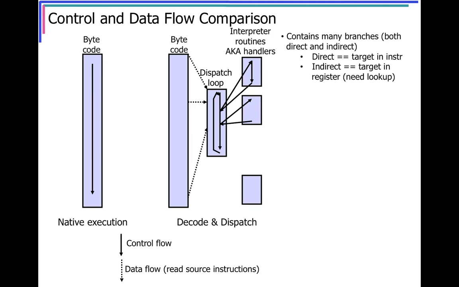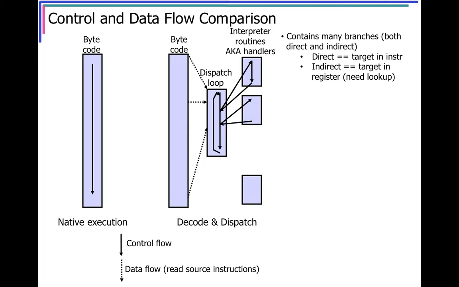Direct branches are where we can encode the target of the branch in the instruction itself. Now, we still don't know if we're going to take that branch, but we know where we're going to jump once we decode that instruction in the hardware. So that's called a direct branch. Again, the address to which we are jumping is encoded in the native instruction itself.